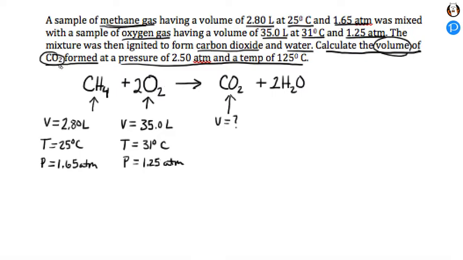because they tell us that the volume of CO2 formed at a pressure of 2.5 atmospheres. So I know that this gas, once it's formed from this reaction, is going to have a pressure of 2.5 atmospheres, and it's going to have a temperature of 125 degrees Celsius.